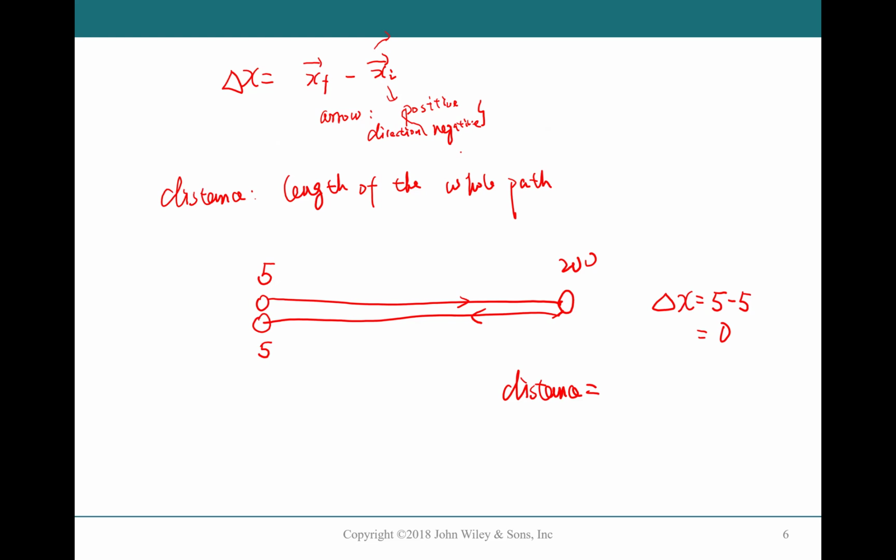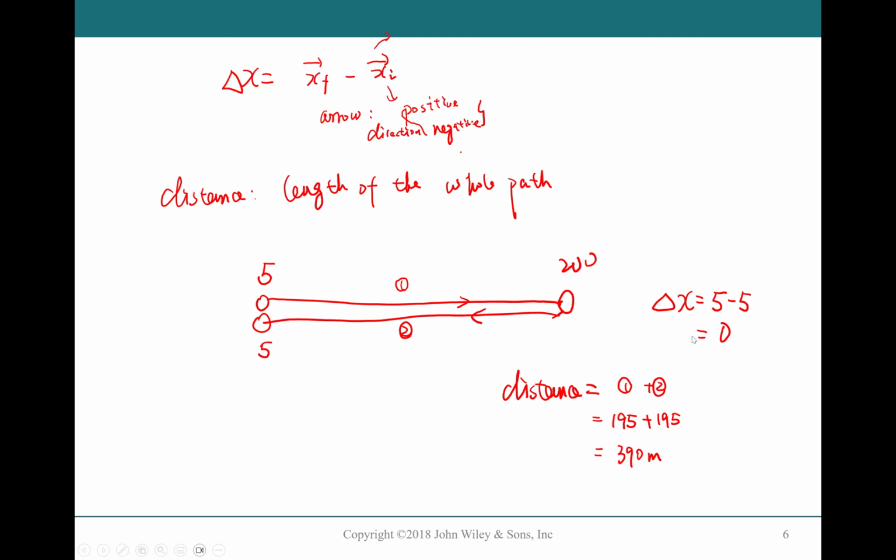Very good, very good. So see here, for the distance, we have going forward and we have going backward. So we have to add the length of these two segments. So it's length 1 plus length 2, and it's 195 plus 195. You know why it's 195, right? 200 minus 5 is 195. So it's 390 meter. Very good, Justin. It's right, 390 meter. So now you can see the difference between displacement and distance.